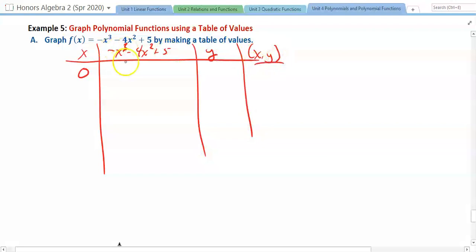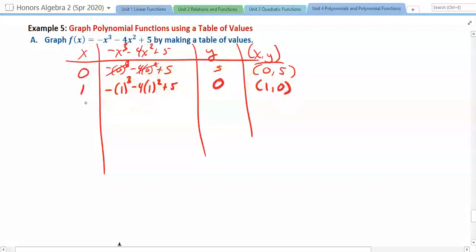And so plugging in 0, of course I'm going to get the opposite of 0 cubed minus 4 times 0 squared plus the 5. And of course that becomes 0 and that becomes 0, so this is just 5. So I get the ordered pair 0, 5. When we plug in 1, we're going to get the opposite of 1 cubed minus 4 times 1 squared plus the 5. Remember your order of operations here. So you're going to get 1 squared is 1. This is 1 cubed is 1. So you're going to get negative 1 minus 4 plus 5. Well, negative 1 and negative 4 is negative 5, and plus 5 would give us 0. And so we end up with 1, 0.